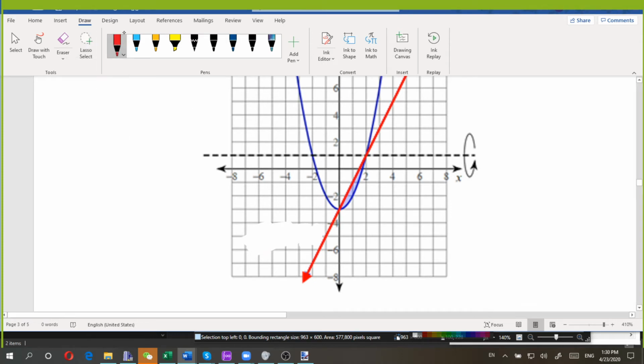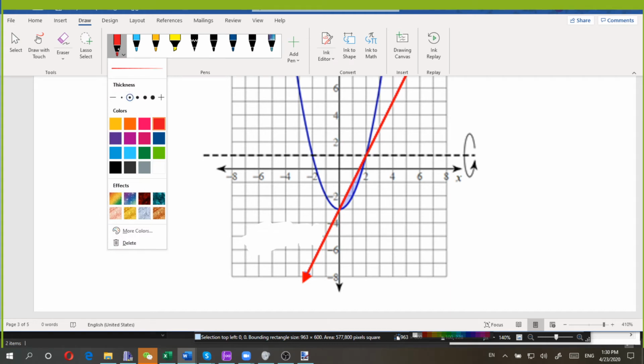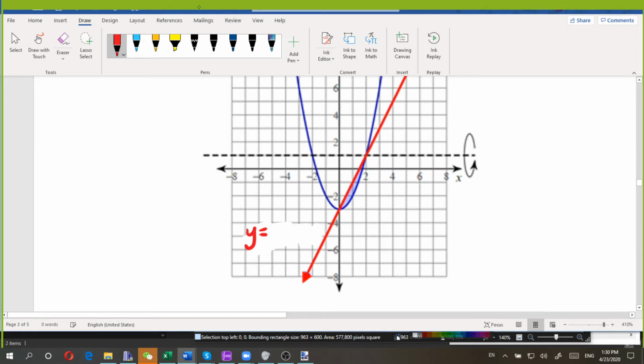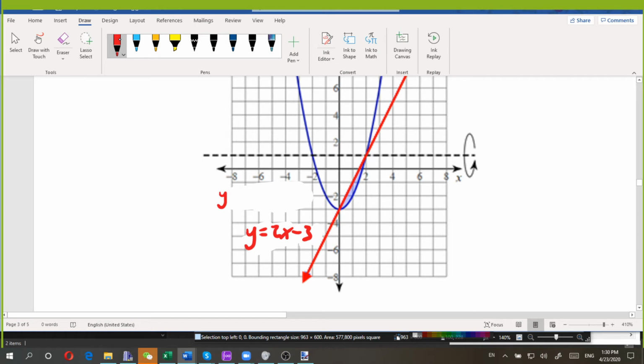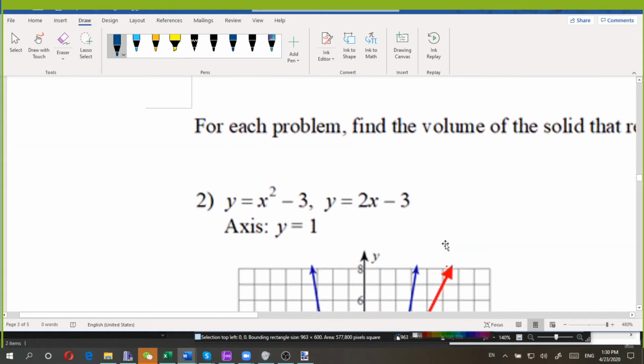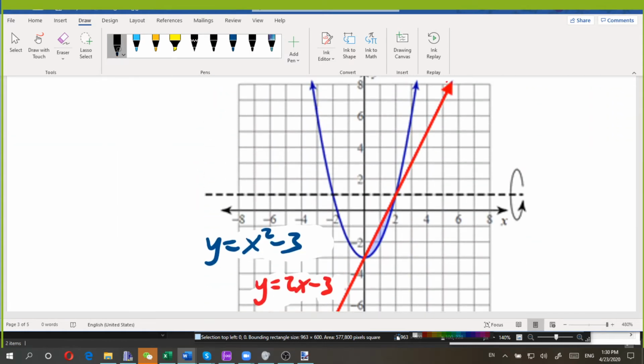So we've got y equals 2x minus 3 here in red, and here in blue, y equals x squared minus 3. In black, our axis is y equals 1. Okay, so I'm over to Andrew.